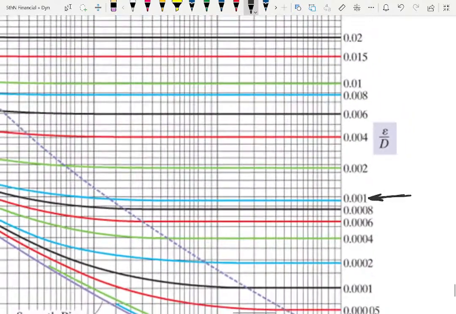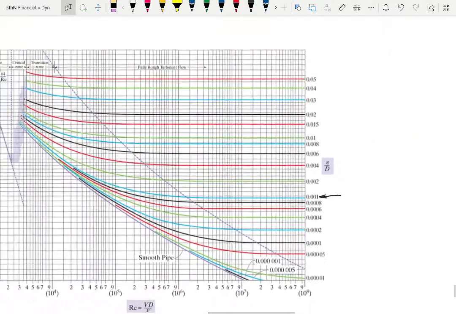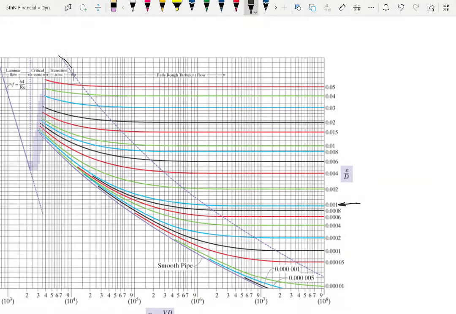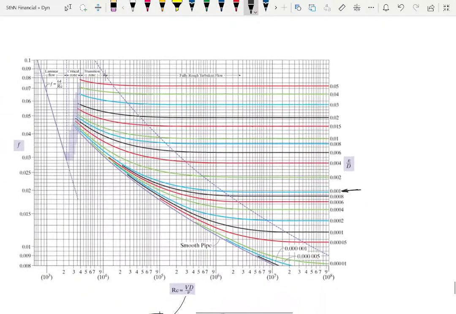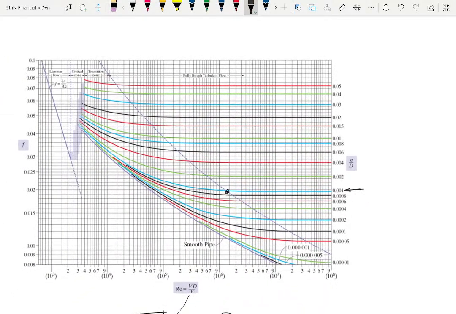So now, something interesting about the Moody diagram. If you look everywhere back on this dotted line that says fully turbulent flow, you'll find something interesting. Almost all of them are flat. This means for our pipe, if the Reynolds number was above that value, it would not be an iterative problem.